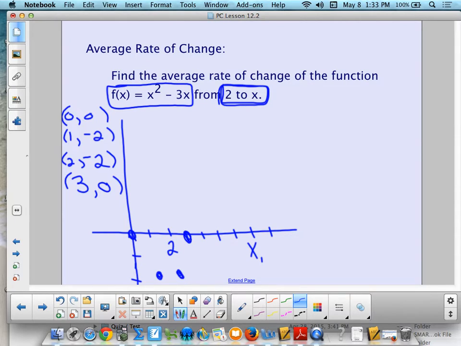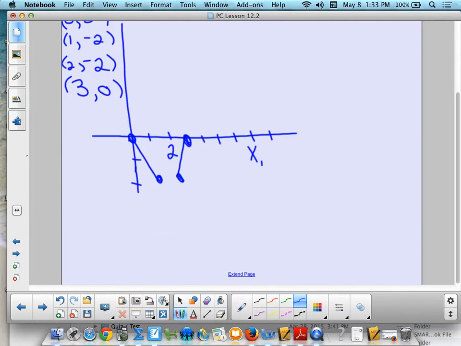So guys, do you see it? It goes down, it goes down. So the vertex must be somewhere in here. And then it just goes up forever. Okay? Up forever. Now, what they want is from what to what? I can't read it up there anymore. 2 to x. 2 to x.